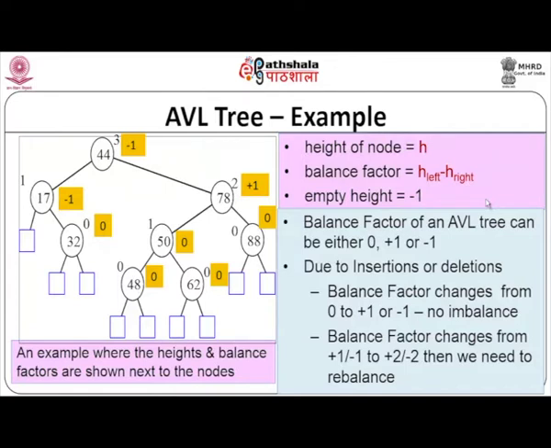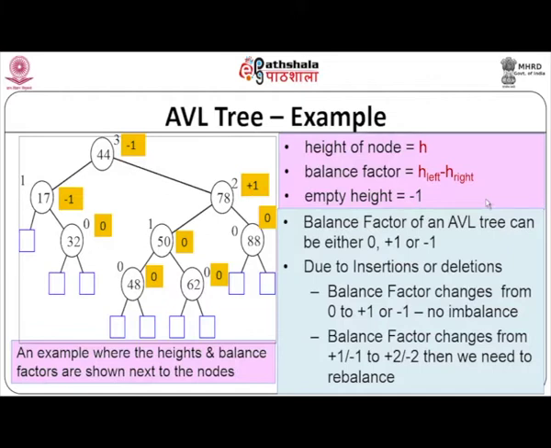Now, what is marked in yellow are the balanced trees. It is the same example that we saw last time, but here we are talking about the balance factor. The height of a node is h, the balance factor is h left minus h right, and the empty height is minus 1, as we already told. So, now let us look at this example.